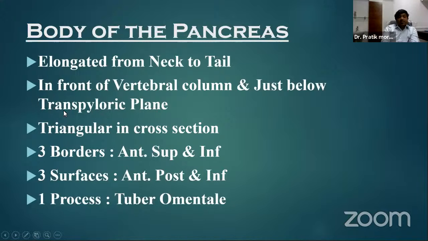It is a transverse line which passes through the pylorus. Simple. Plane is a line. Okay, this line could have gone in any direction, right? Why did it go this way? Because it is parallel to the transtubercular plane.